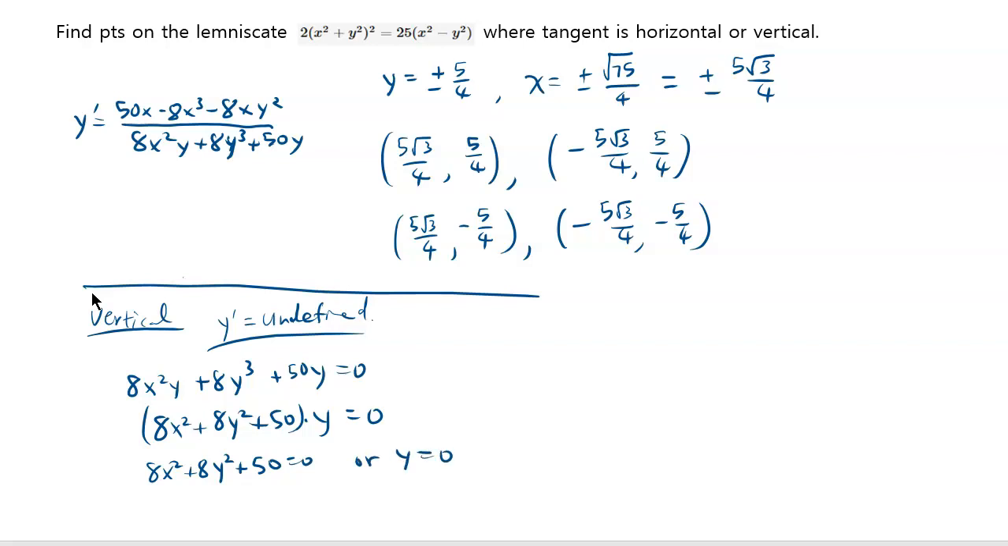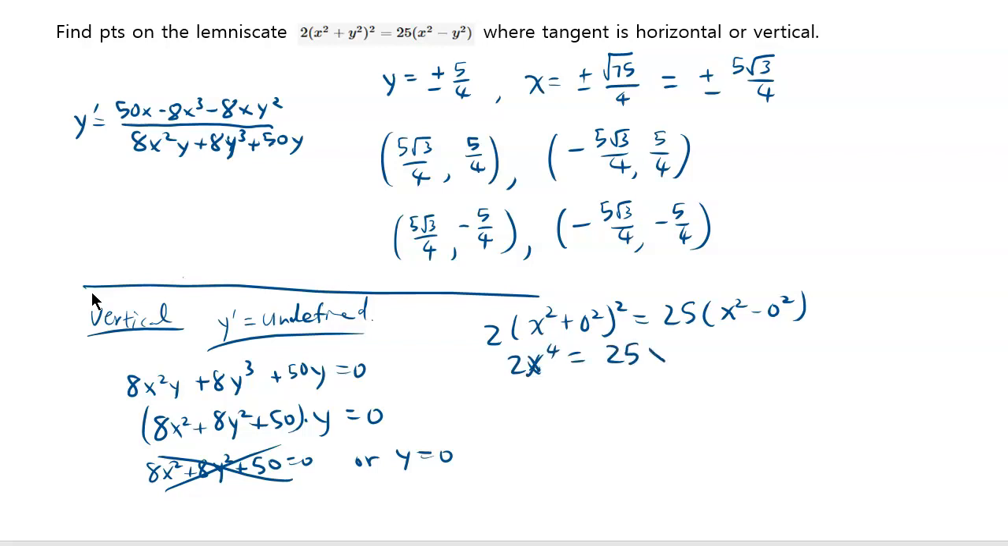So again, you get 2 leads, but notice that the first is impossible because these are non-negative, so you have something that can never be negative and you add something positive to it, and that cannot be 0. So this can't happen. So the only possibility is when y is equal to 0. When y is 0, and if you're still using this one, you get 2 times x squared plus 0 squared equals 25 times x squared minus 0 squared. So that gives you 2x to the 4th equals 25x squared.